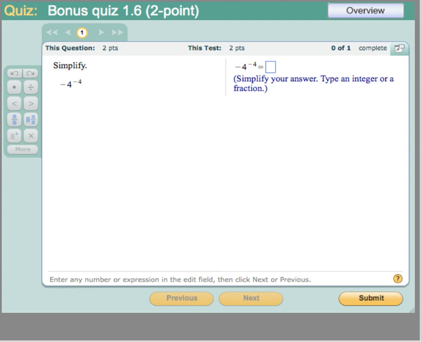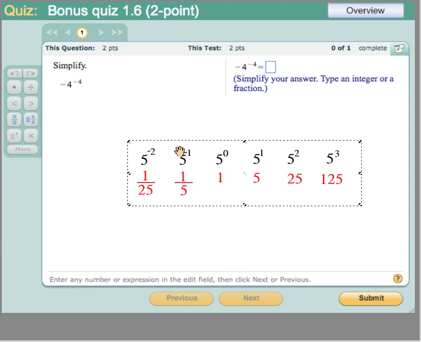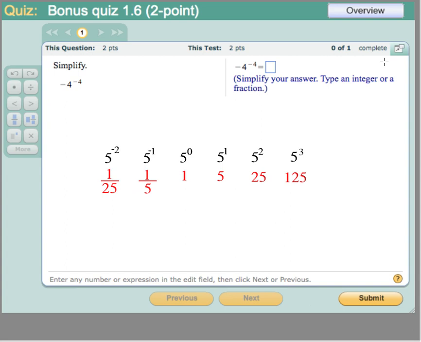Now, one more thing before I solve this problem, and that is I wanted to show the underlying beauty of the mathematics as to why negative exponents mean concentrated division. Now you know that positive exponents mean concentrated multiplication. This is really 5 times 5 times 5. This is really 5 squared. This is 5 times itself one time.